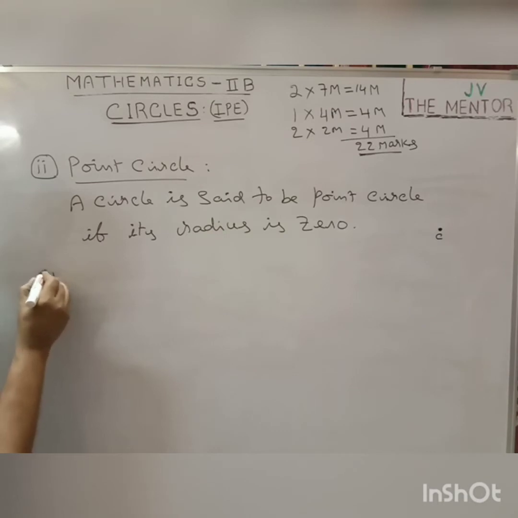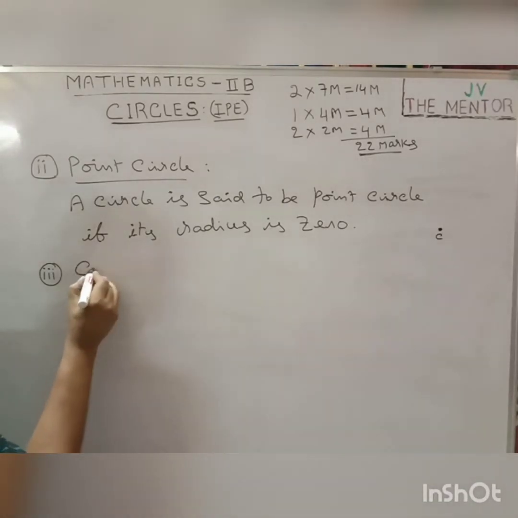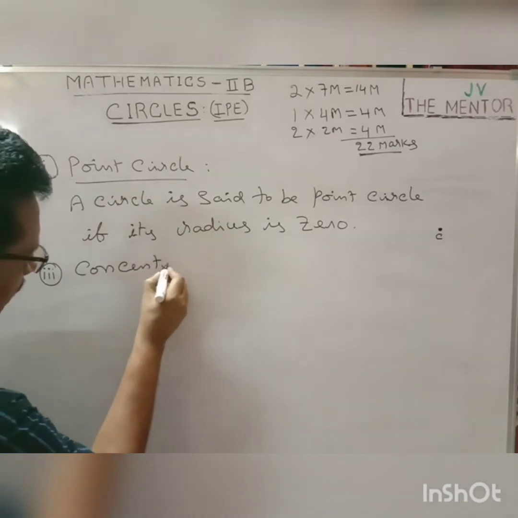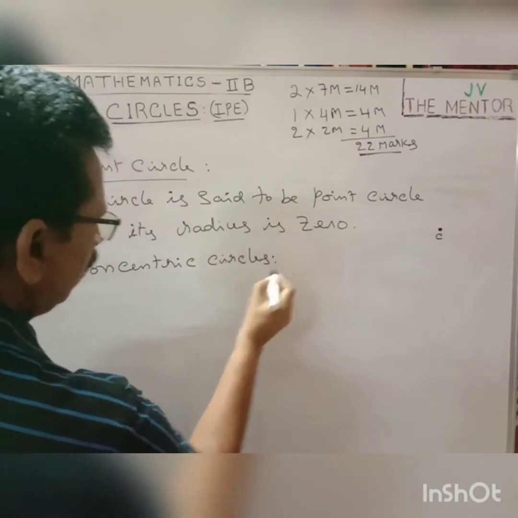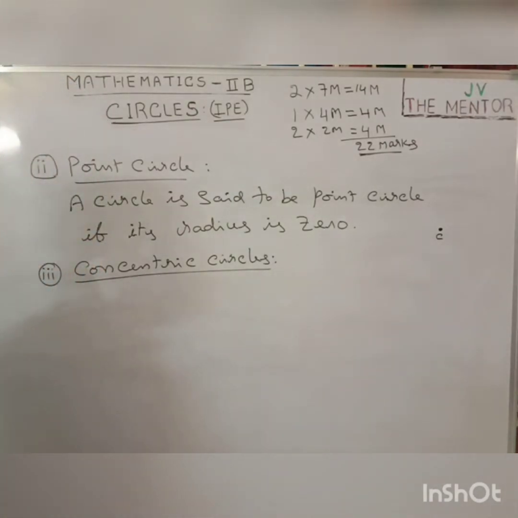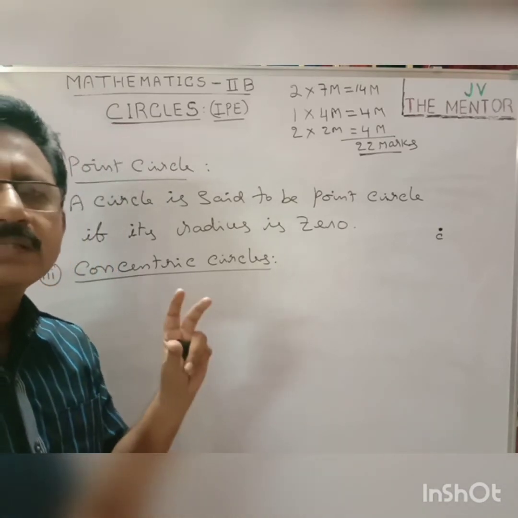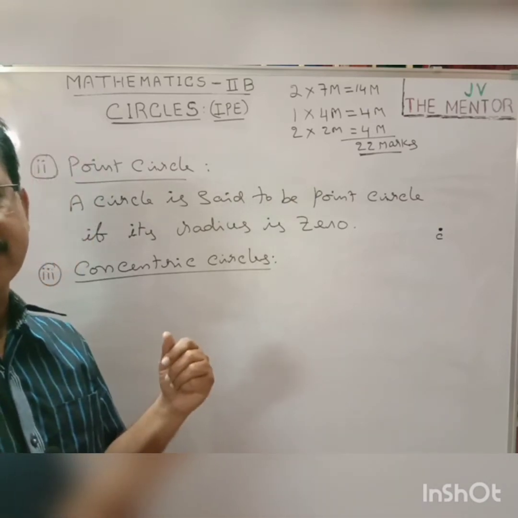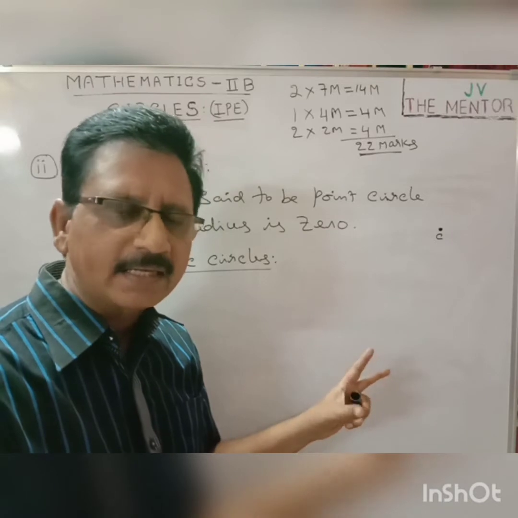Third one, concentric circles. Two circles are said to be concentric if they have the same center with different radii.